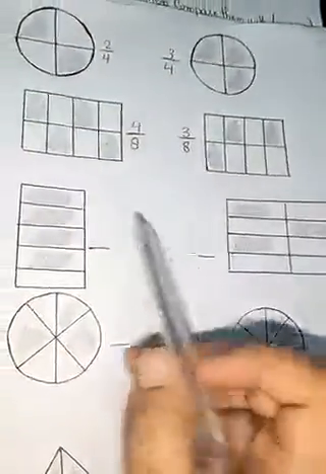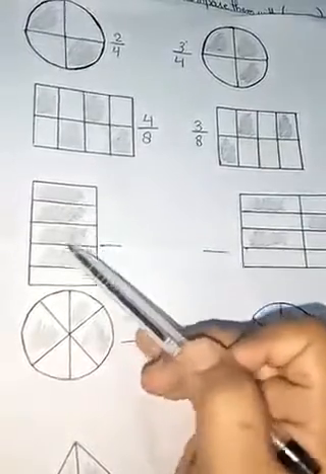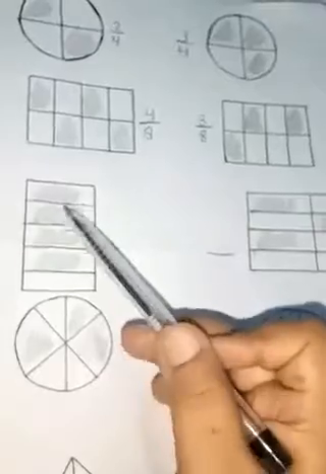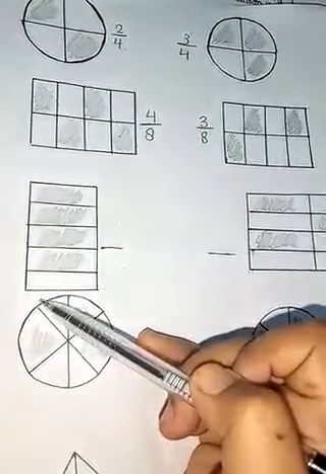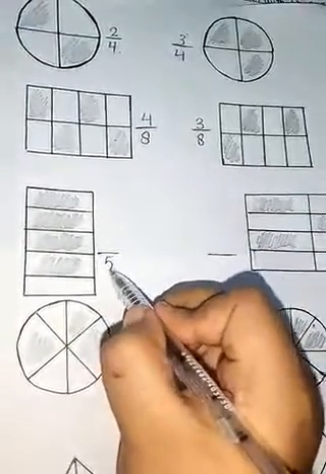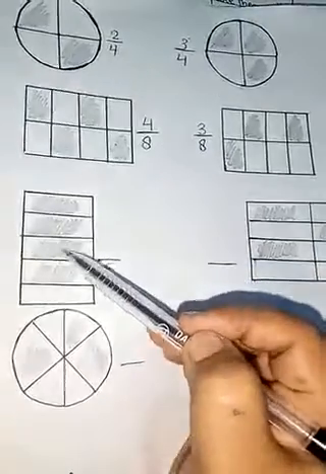Now in the third one, in the first diagram we have a rectangle and it is divided into 1, 2, 3, 4, 5 parts. So the denominator is 5 and the numerator is 1, 2, 3, 4.